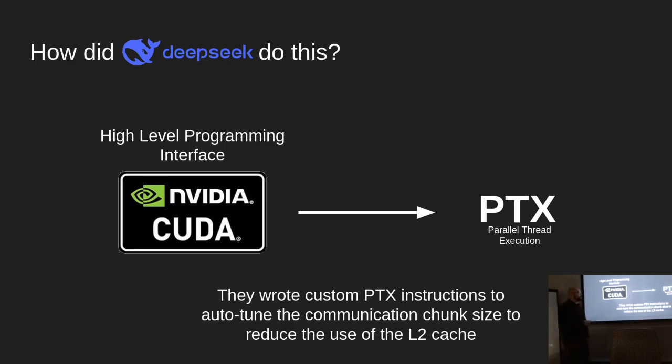So instead, they just use something called PTX, parallel thread execution. CUDA compiles down to PTX. Think of it like how C goes down to assembly code. They basically said, okay, we're just going to get some super good hackers, and we're going to work directly in the PTX infrastructure, and they're specifically targeting the L2 cache.